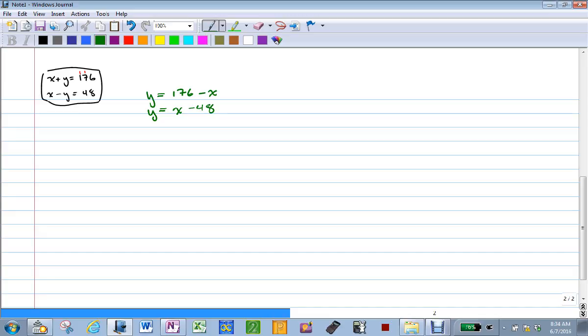What did I just do? I made them both equal y, correct? So if they both equal y, what does that mean they're also equal? Themselves. Right? Now you could solve it that way as well. It's kind of a mix of elimination and substitution.